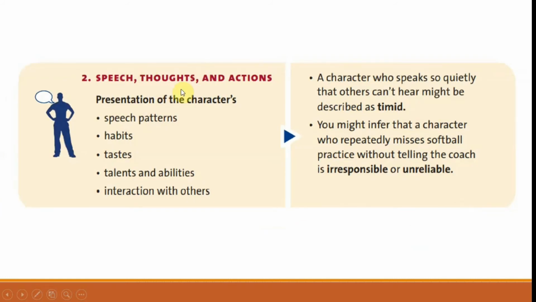Now, describing the speech, thoughts, and action. Presentation of the character's speech patterns, habits, tastes, talents and abilities, interaction with others. Example. A character who speaks so quietly that others can't hear might be described as timid. You might infer that a character who repeatedly misses softball practices without telling the coach is irresponsible or unreliable. So, based on the speech, thoughts, and actions, you can conclude what is the personality of the character.